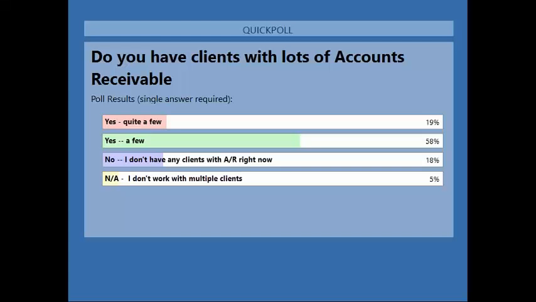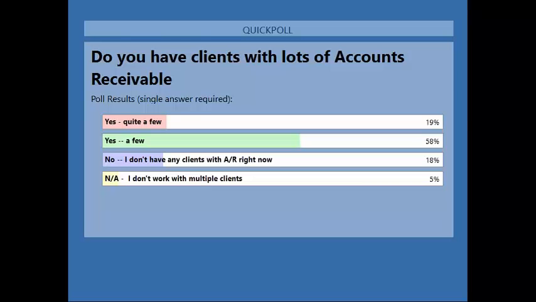So 58% of you have a few clients with lots of accounts receivable. 19% have quite a few. 18% don't have any clients with AR. All right, that's interesting. So yeah, service-based businesses a lot of times will have accounts receivable. Like a retail store, though, those are going to be cash basis, so they may not have many invoices.